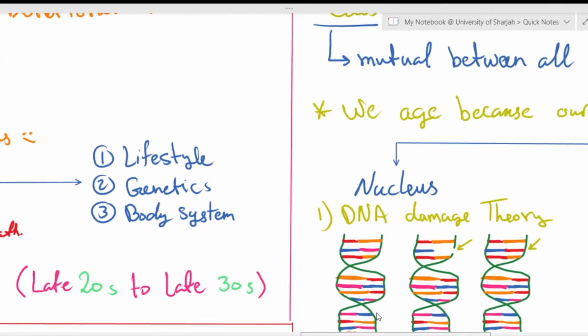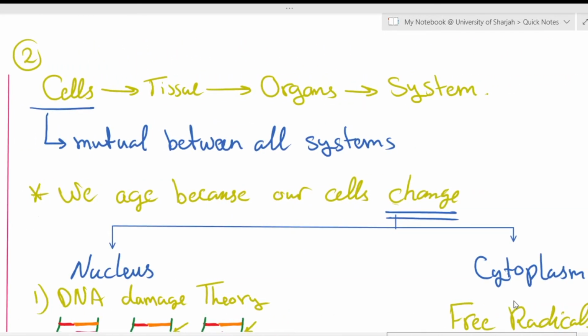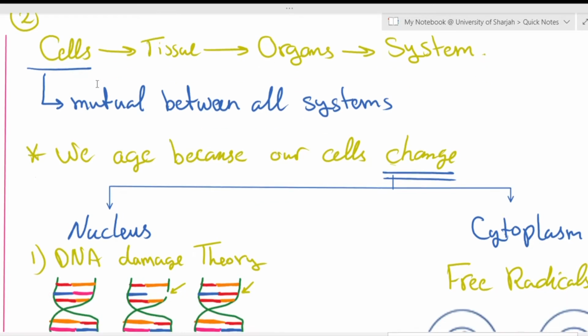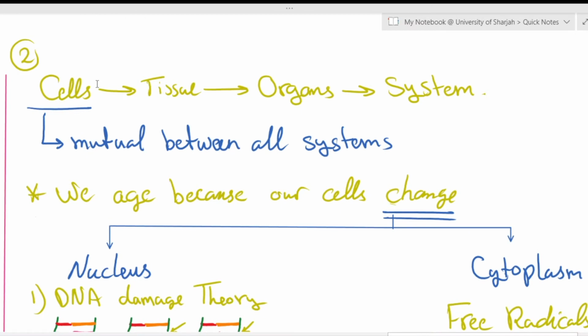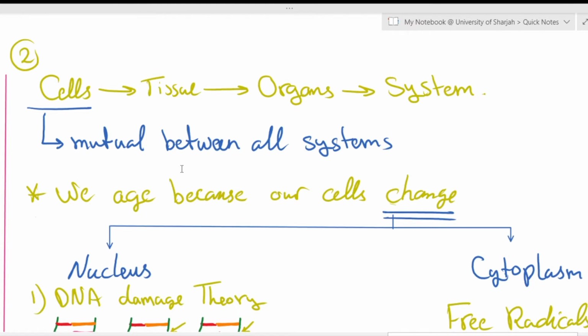So, what causes aging? There are many theories, nothing is actually confirmed, but this is what we have reached with our knowledge. So before going into that, let's remind you that the body systems are made of organs, the organs are made of tissue, and tissue is made of cells. So the cells are mutual between all the systems because they are the building blocks. So these building blocks are the cause of aging because they change. Okay, so cells change in two different ways, or two different causes.